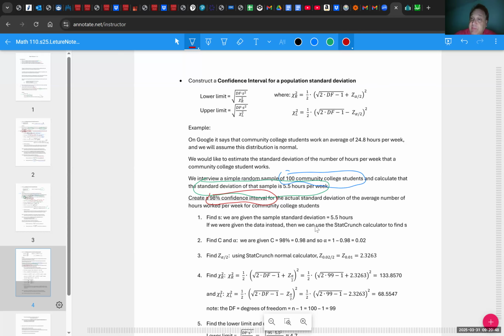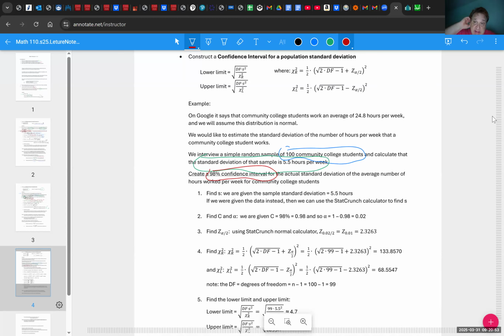All right, so let's go through the steps briefly. Step number 1 is we still have to find the information about the sample. So we need to find the standard deviation about the sample in order to estimate the standard deviation about the population. Just like before, we had to find the mean of the sample in order to estimate the mean of the population. Okay, so we're going to find our S, which is our sample standard deviation. In this particular case, they just gave it to us. They said that the standard deviation of the sample is 5.5. So we know it's 5.5.